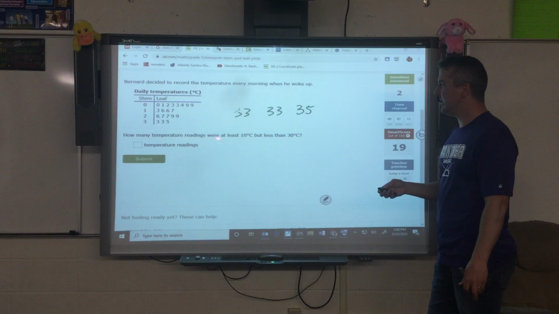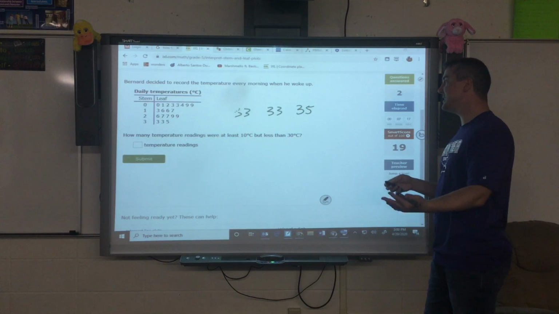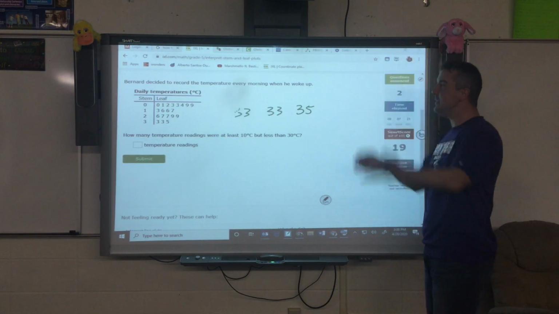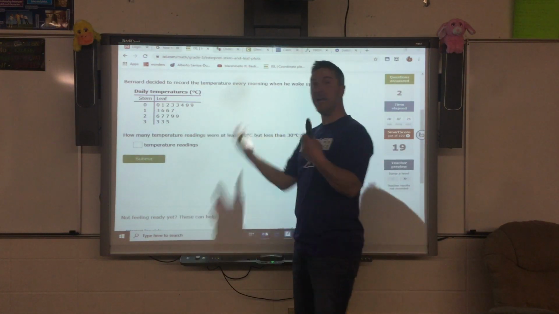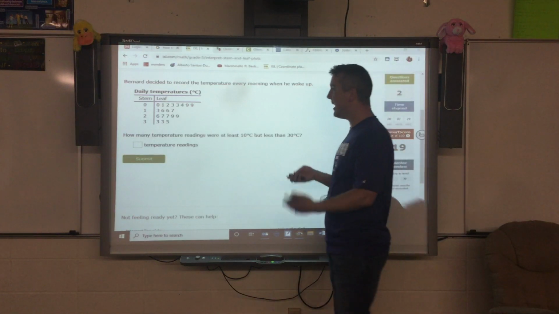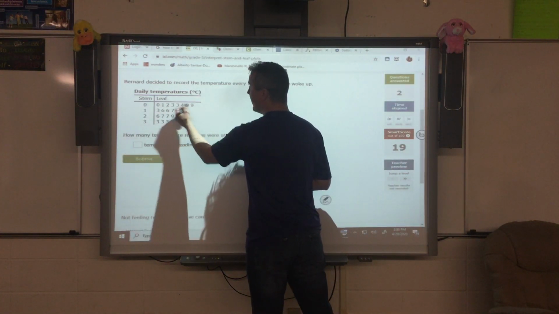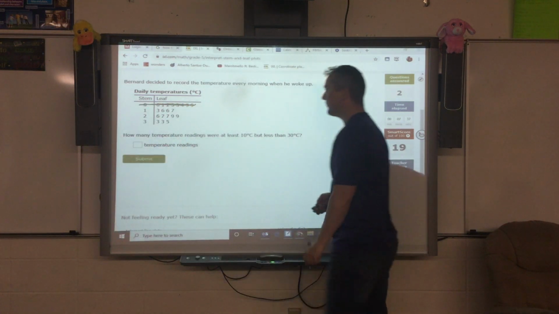How many temperature readings were at least 10 but less than 30? All right, so at least 10, so it has to be more than 10 and it has to be less than 30, okay? Again, if you want, write all the numbers out. It may help some of you. If not, I'm looking at, well, it has to be more than 10. If it goes 0, 9, that's only 9 degrees. I wouldn't be using these at all.